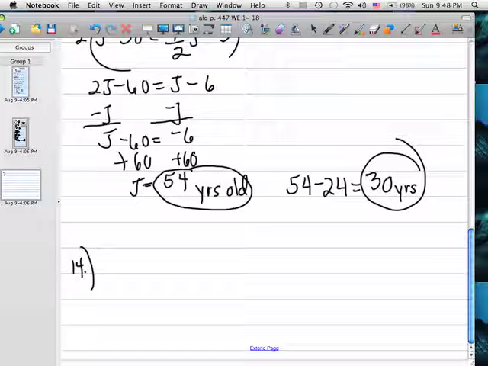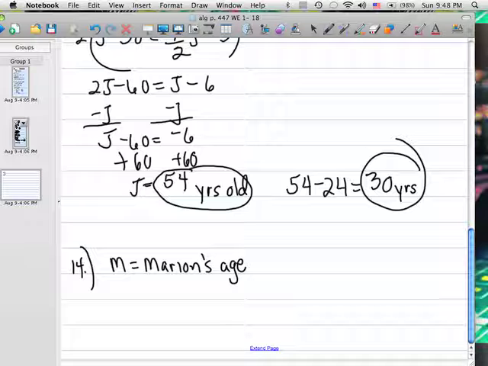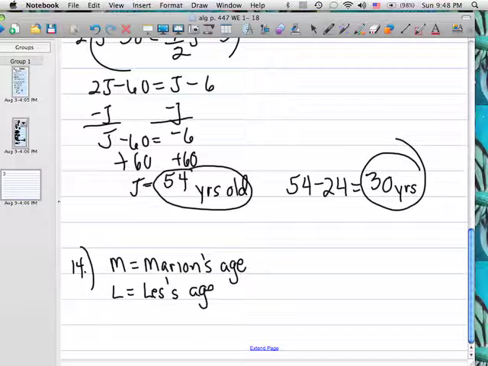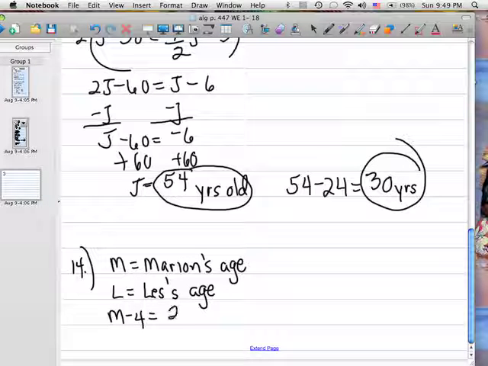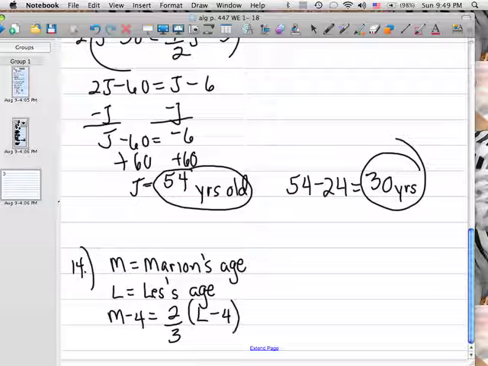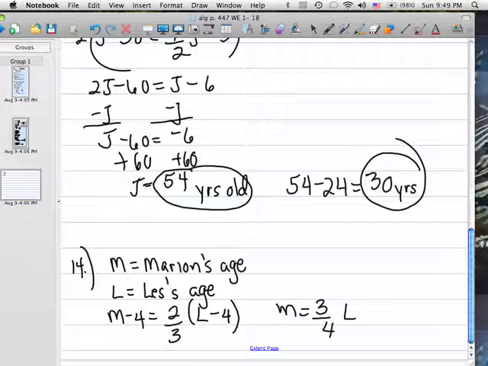Okay, we have Marion and Les. M equals Marion's age, and L equals Les's age. So 4 years ago, Marion was two-thirds as old as Les was. So Marion's age 4 years ago would be M minus 4, and that meant she was two-thirds as old as he was back then, so L minus 4. Right now Marion is 3/4 as old as he is, 3/4 L.